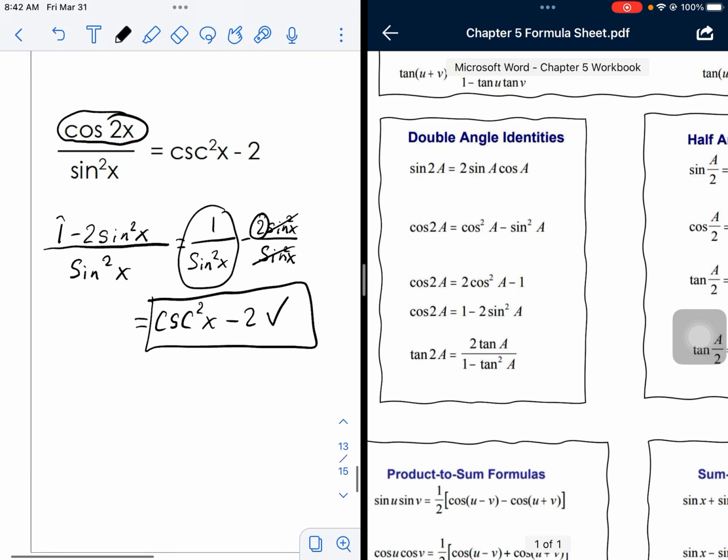So sometimes it's a little bit of trial and error. If one formula doesn't work out when you're substituting it, try a different one.